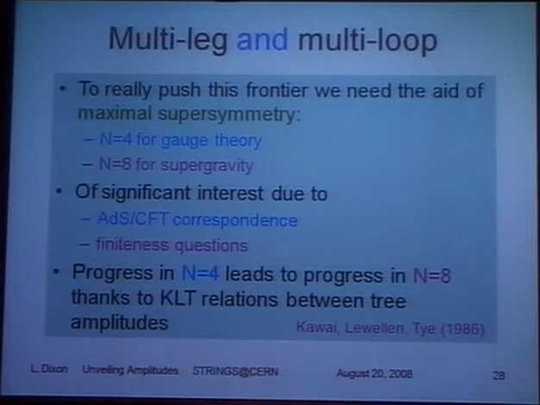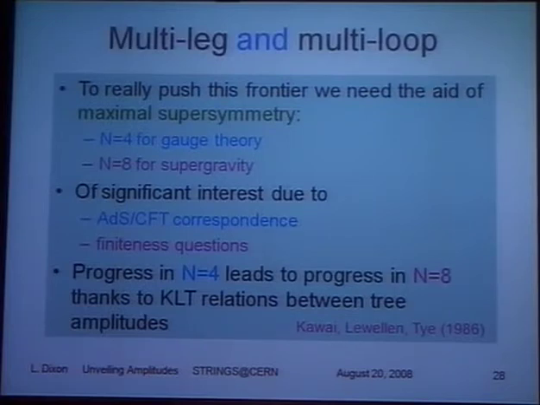Okay, so now I'd like to switch gears and go to the multi-leg and multi-loop frontier. As I mentioned, in order to make progress, if all you want to do is push the number of legs and number of loops, you need some assistance from the much simpler structure of amplitudes in maximally supersymmetric theories. N equals 4 for gauge theory, and N equals 8 for supergravity. These theories have a lot of interest in the former case because of the AdS/CFT correspondence, and in the latter case for questions of ultraviolet finiteness and how the theory is behaving.